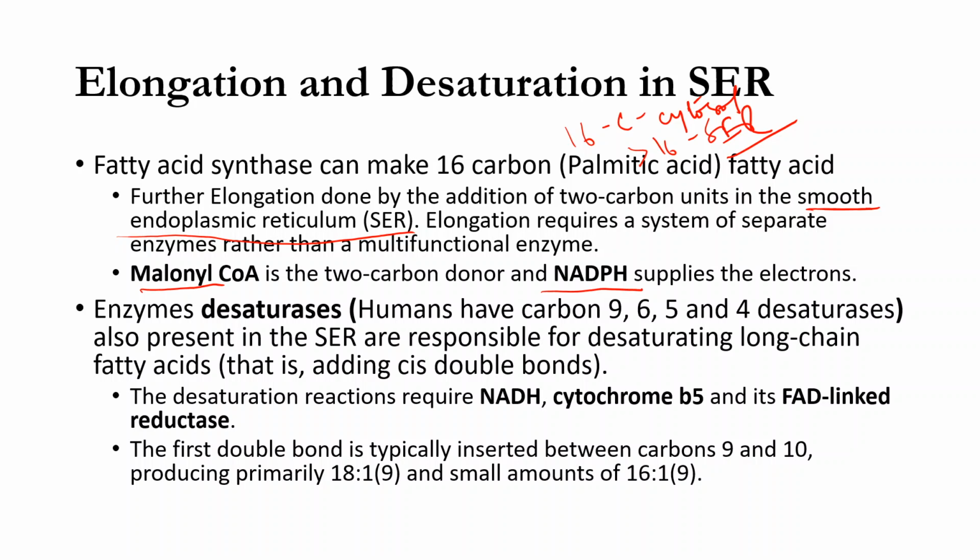Another modification is the introduction of double bonds, that is the desaturation. Usually in humans it is at the location of 9, 6, 5 and 4 desaturation. Double bonds are present in these locations, and the first double bond is usually present at the 9th position, and double bonds are always in the cis orientation.